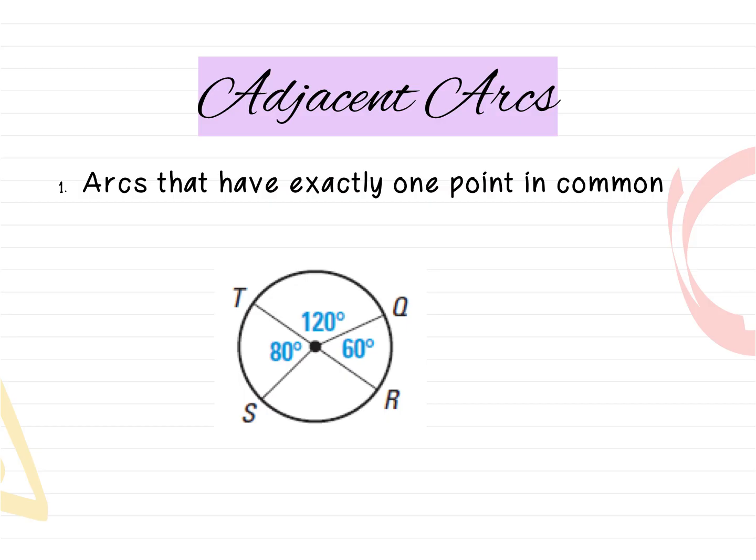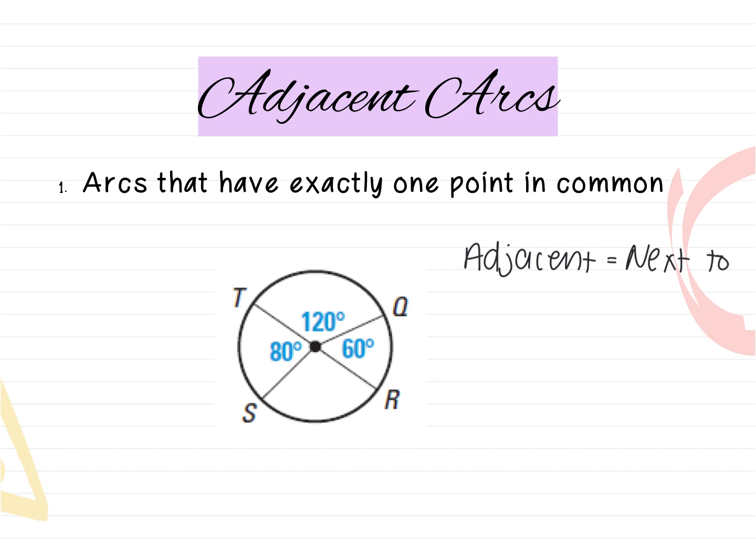All right, adjacent arcs. Arcs that have exactly 1 point in common. We should already know what adjacent means. Does anybody remember what that word means? Good. Adjacent, I'm just going to write it, means next to. Okay, so there are adjacent angles, which we should be able to figure out. Looking here are adjacent arcs.